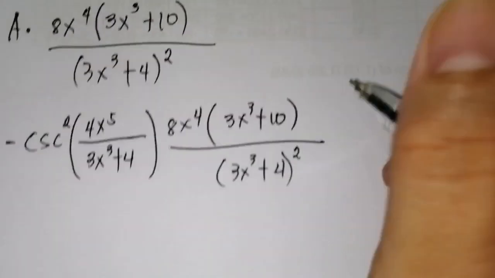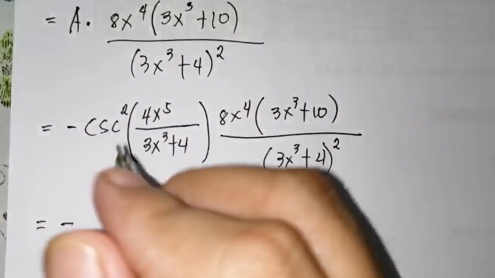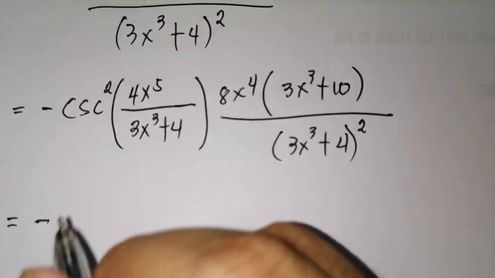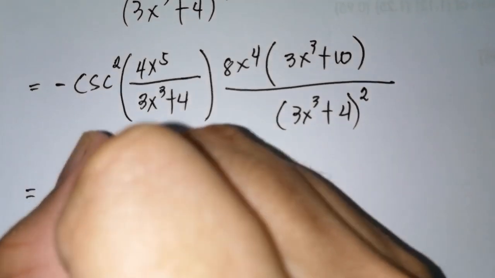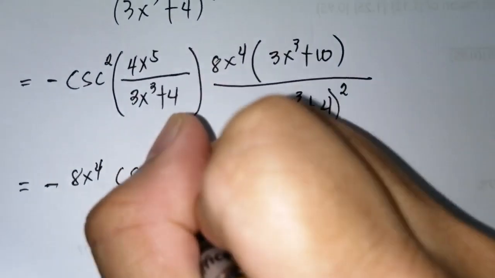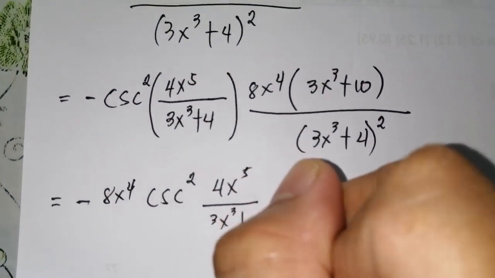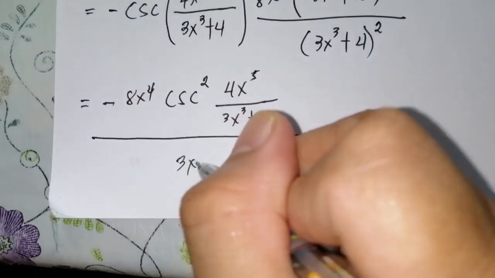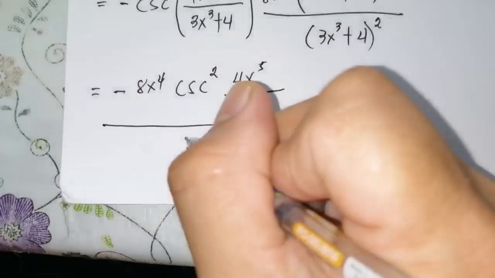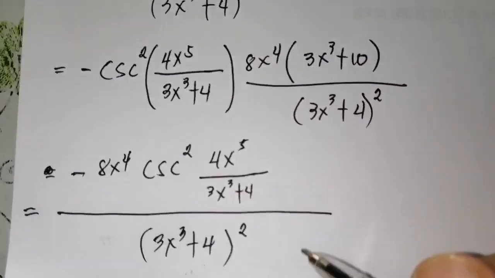squared. Or finally, we can multiply in the 8x raised to 4, placing it here, so this will become negative 8x raised to 4 cosecant squared of 4x raised to 5 over 3x cubed plus 4, all over this 3x cubed plus 4 quantity squared. Okay, so this is the derivative.